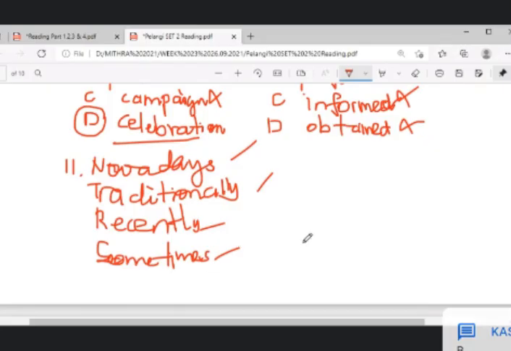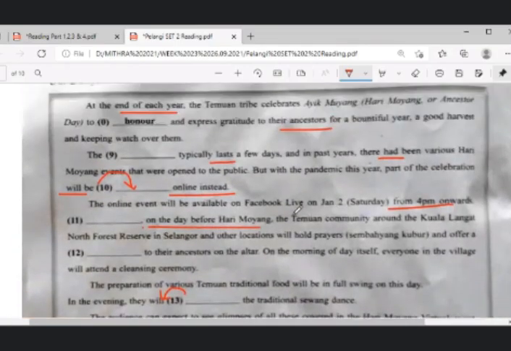Yes, well done. Okay, number 11 is traditionally, which is B. Very good. Because this is a traditional thing, they mention nenek moyang. The clue here is actually ancestors. Ancestors, that is nenek moyang. So it passes from one generation to another generation. Okay? Well done, yeah? So traditionally, yeah?